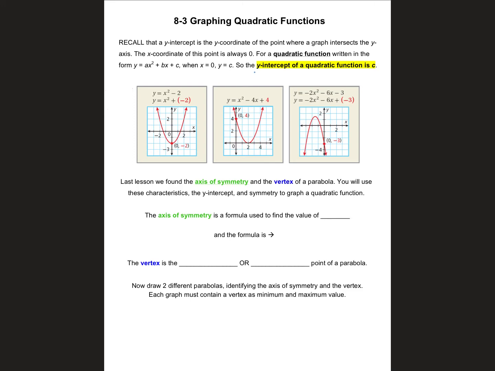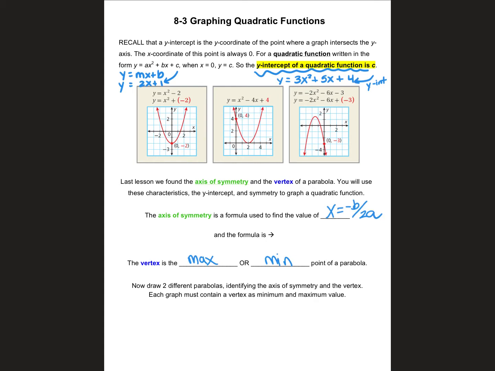So the y-intercept of a quadratic function is always the c value. When we learned y equals mx plus b, like for instance y equals 2x plus 1, the y-intercept was the last number. It's the same thing in a quadratic, except a quadratic has to have an x squared. So say I give an equation like y equals 3x squared plus 5x plus 4. The c value, that last number, is the y-intercept.